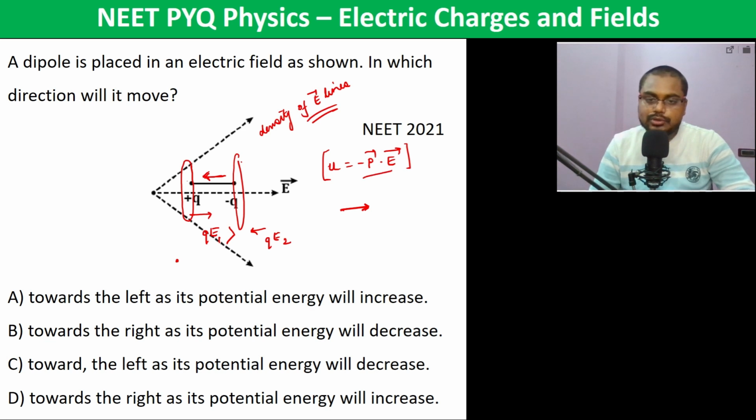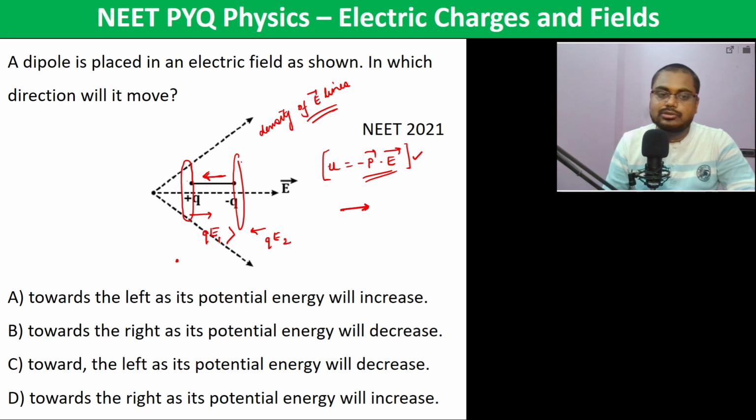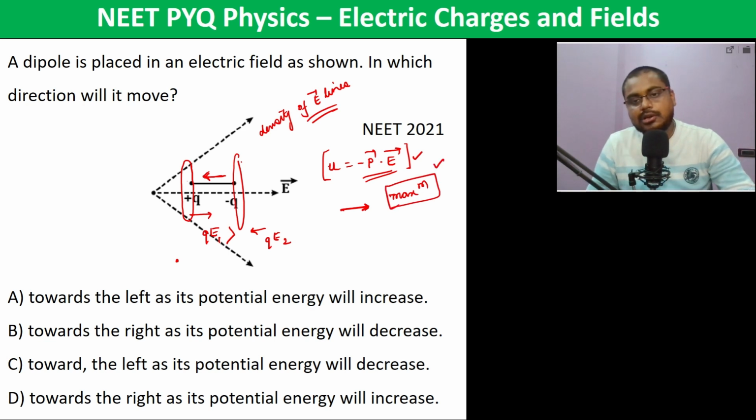Also U is equal to minus p dot E. Therefore we can see that the potential energy is also minus p dot E, and it is maximum here. So again it is going to move in the right direction, because the electric field will be less there and the potential energy will decrease, and any arrangement is stable only when the potential energy becomes less. So the answer is going to be B. Thank you.